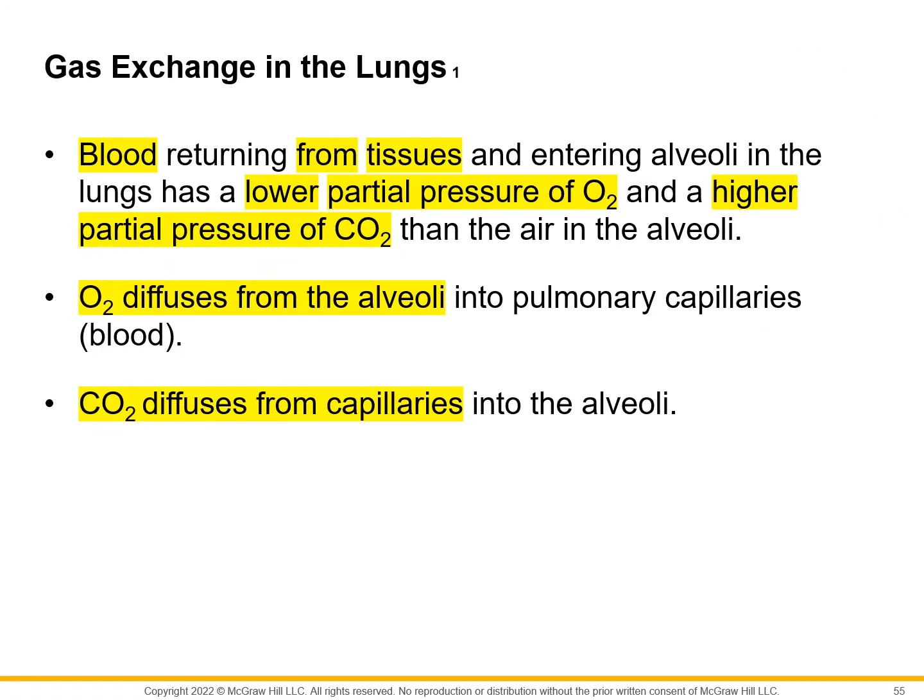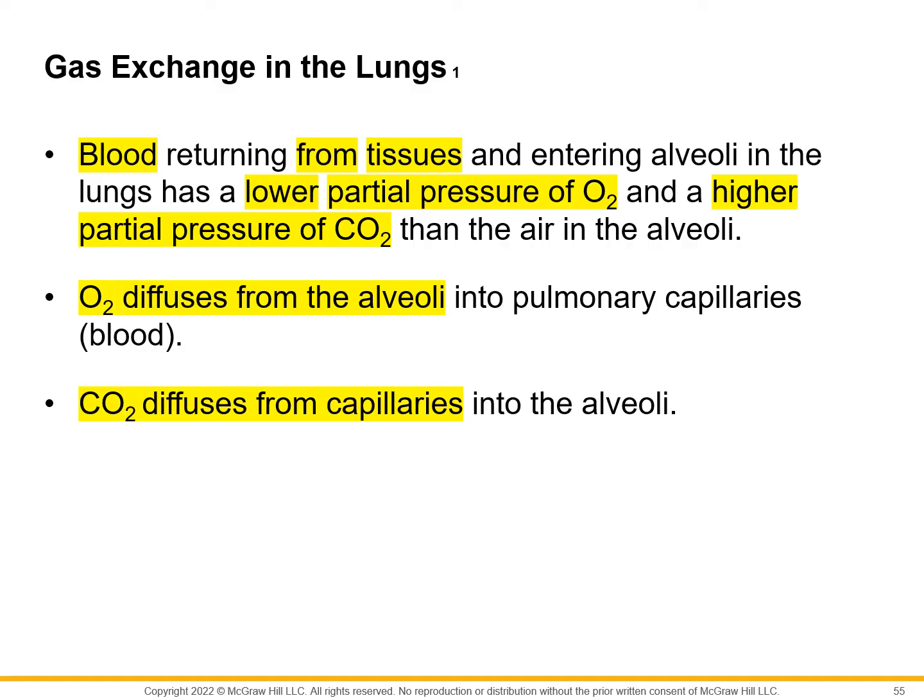Let's now talk about gas exchange in the lungs. So blood returning from the tissues and entering the alveoli in the lung has a lower partial pressure of oxygen. Ulitin natin yung statement na yun. Yung blood daw po galing sa tissues, deoxygenated na sila, di ba? They don't have any more oxygen with them. So that means they have a lower partial pressure of oxygen kasi nga halos wala na silang oxygen na dala, and a higher partial pressure of carbon dioxide.